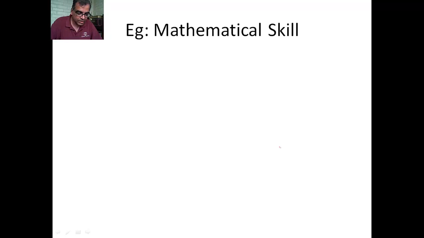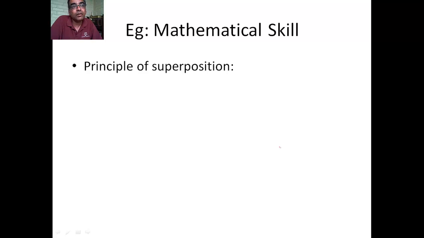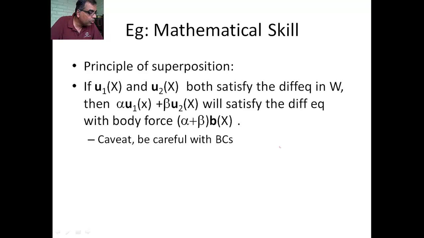Turns out that if you look at your differential equations, you can do what is called mixing and matching. This is because of the mathematical structure of the differential equations. For linear differential equations, you can have the principle of superposition. If u1 and u2 both satisfy the differential equation in omega, then alpha times u1 plus beta times u2 will also satisfy the differential equation for constant alpha and beta. So you can mix and match two solutions to the differential equation, but the caveat is they will not satisfy the same boundary condition. So you have to be careful about what happens at the boundary.